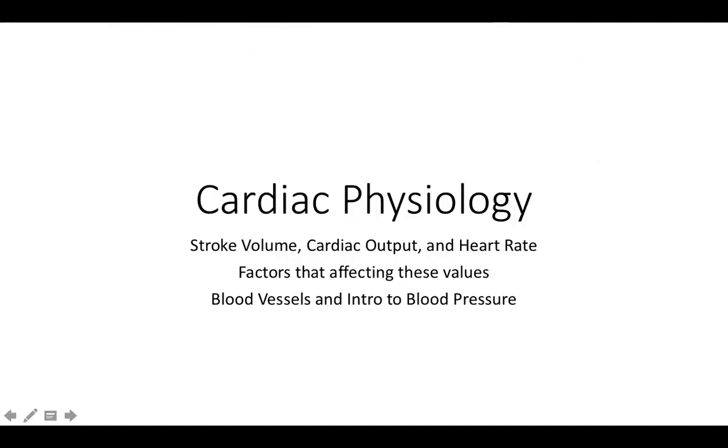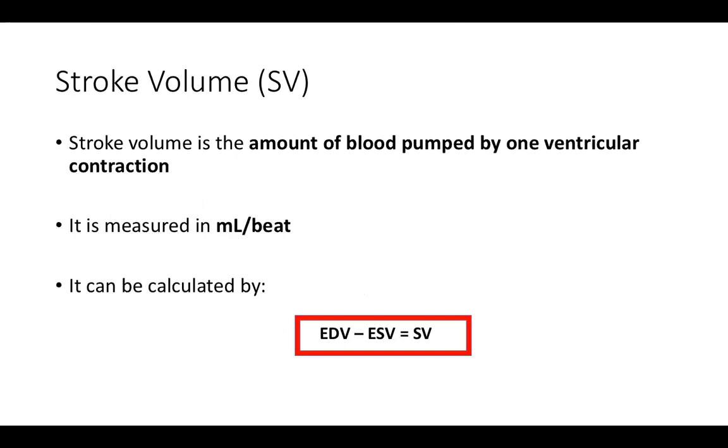Okay, so we're going to talk a little bit about some features that we can gain from understanding the cardiac cycle. We're going to talk about stroke volume, which we already talked about. We're going to discuss something called cardiac output. We're going to discuss a little bit on heart rate, and we're going to talk about factors that affect these values. In addition, perhaps we're going to go through a little bit on the blood vessels and intro to blood pressure, but we'll see where we get to. But let's talk about stroke volume first.